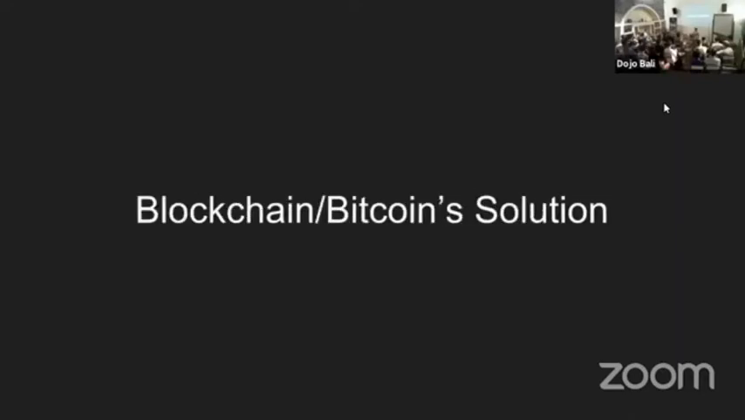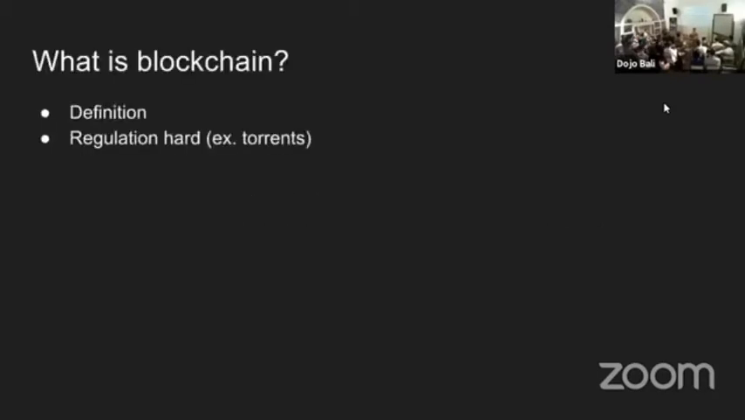So that's a quick high-level overview of the 2 issues and how we deal with them currently. Now I'm going to go into blockchain and Bitcoin's solution to these same problems. So I guess first we should talk about what is a blockchain. I said before that banks have a ledger of all the transactions and everybody's account balance. In blockchain, every single person, every single node on the network has a copy of the same ledger.